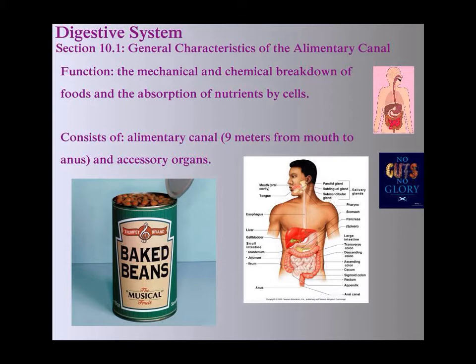Now, what is the structure? What does this system consist of? And that's where we bring in this word, the alimentary canal, which is basically the passage of food from mouth to anus, as well as bypassing all the accessory organs on the way. Now notice that this is 9 meters long. That's 27 feet, okay? Just to give you a little bit of an idea of how far it is. So when you put food in your mouth, it's going to travel 9 meters and eventually exit the body.